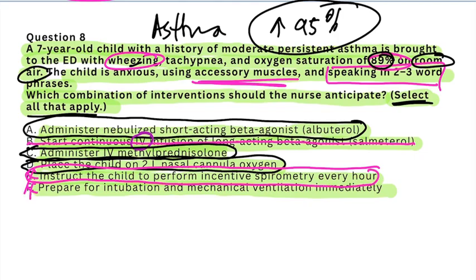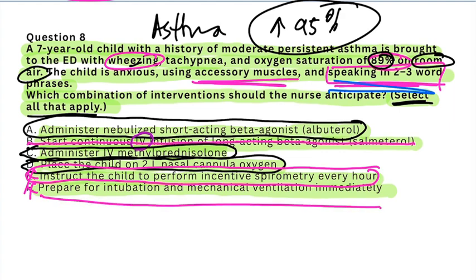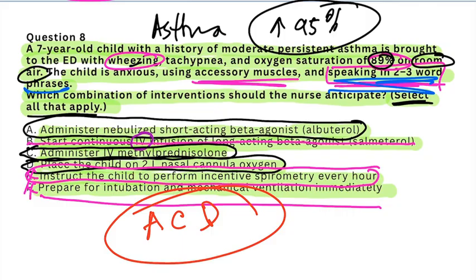And letter F is also incorrect because we don't need intubation yet. Remember, the child's still speaking, right? It says speaking in 2 to 3 word phrases. So that's the reason why the correct answers in this question are going to be A, C, and D. That's the correct answer. Let's go to the next question.